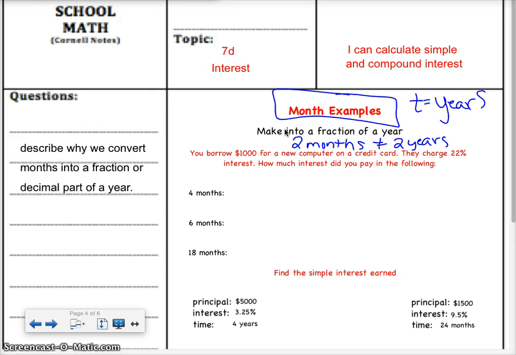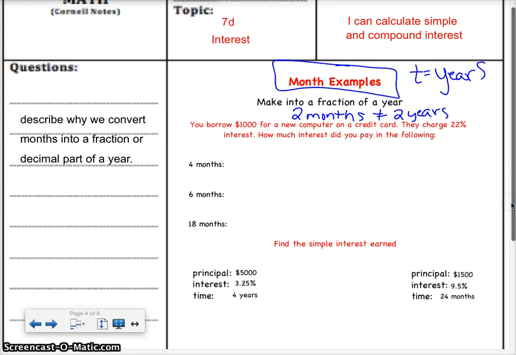If you're given months, it's a fraction of a year. Let's say you borrow $1,000 for a new computer on a credit card. They charge 22% interest. How much did you pay after 4 months? So this is P, 1,000, times R, 22%, times T, 4 months. 4 months is 4 out of the 12. I'm going to pause here.